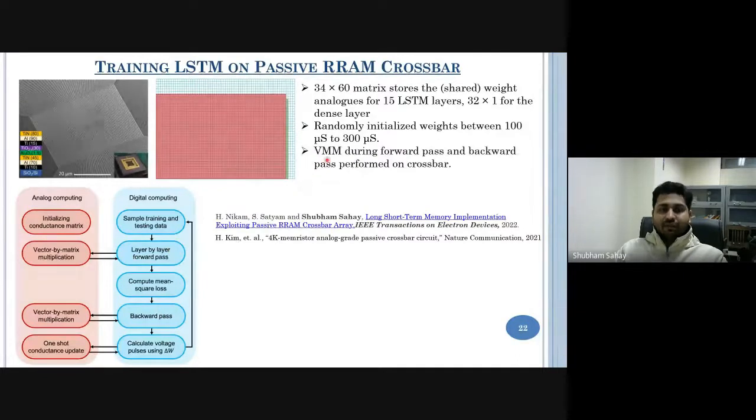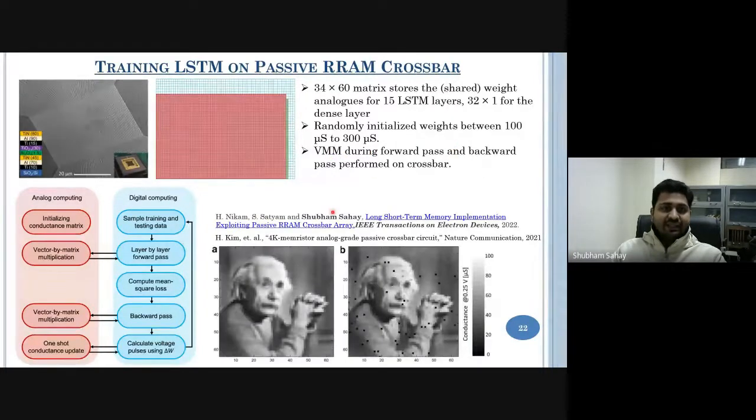So, as I told, the basic operations, that is the vector by matrix multiplication, during both forward pass and backward pass, that is training, was performed on the crossbar. And you can see that we can tune even this Einstein's image by converting it into pixels on the 64 by 64 crossbar array. We didn't actually do that. This is just a representative of how the weights can be tuned. But this is the procedure that we used. Even in that, we were able to tune the weights very precisely.